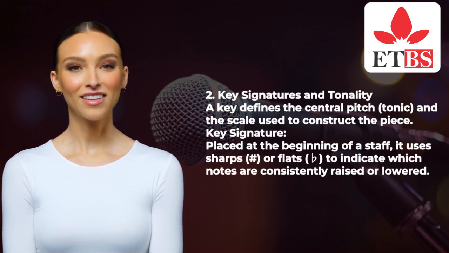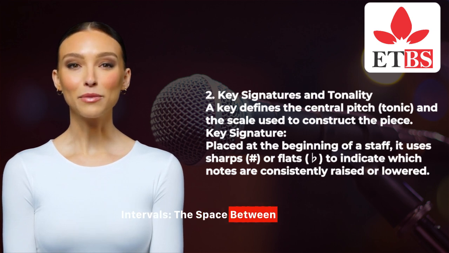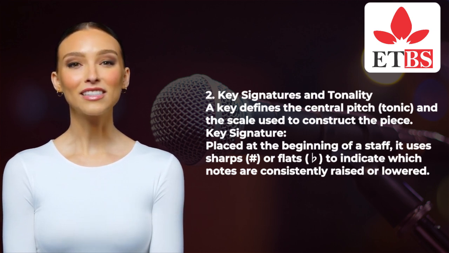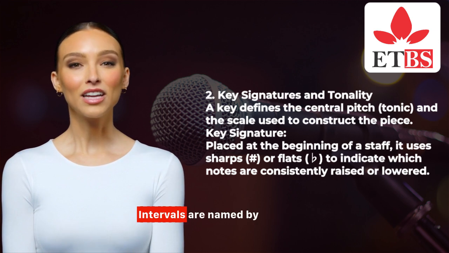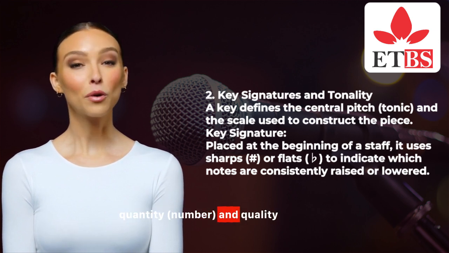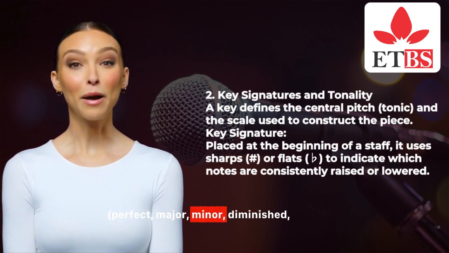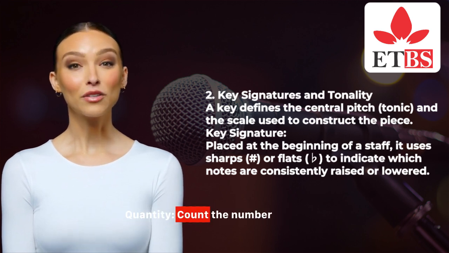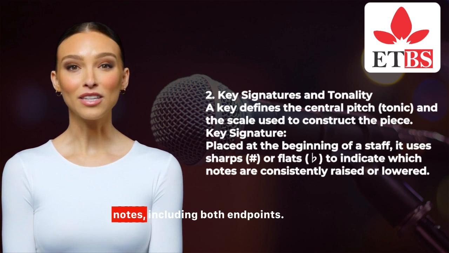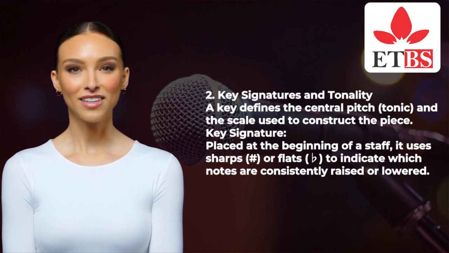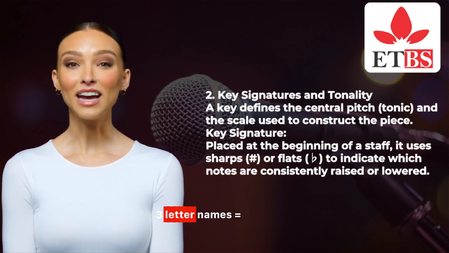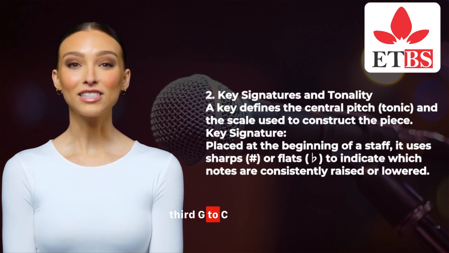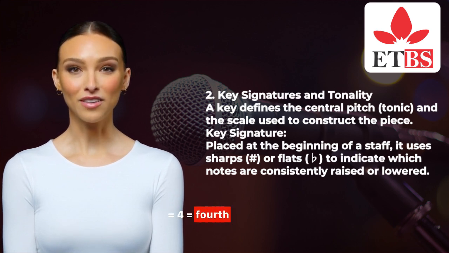3. Intervals, the space between notes. An interval is the distance between two pitches. Intervals are named by quantity (number) and quality: perfect, major, minor, diminished, augmented. Quantity: count the number of letter names between notes, including both endpoints. C to E equals 3 letter names, a third. G to C equals 4, a fourth.